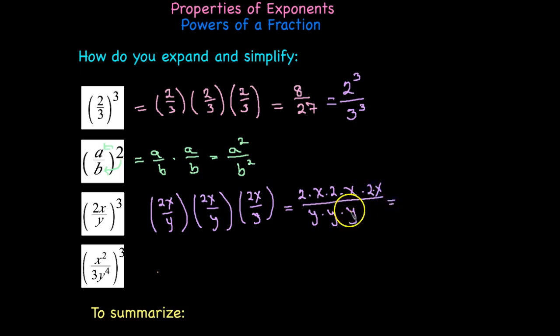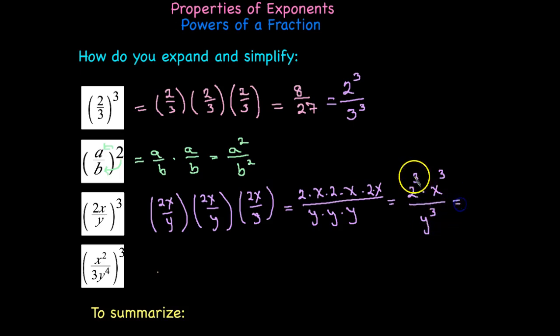Then using the commutative property, we could put our 2's together and we could put our x's together like you saw in a previous video. But let's count. We have 1, 2, 3 2's, so that's 2 to the 3rd power. We have 3 x's, so times x to the 3rd power. And on the bottom we have 3 y's, so that's y to the 3rd power.